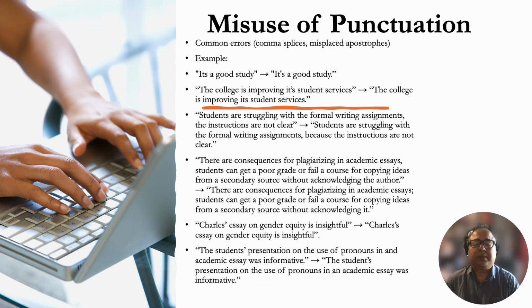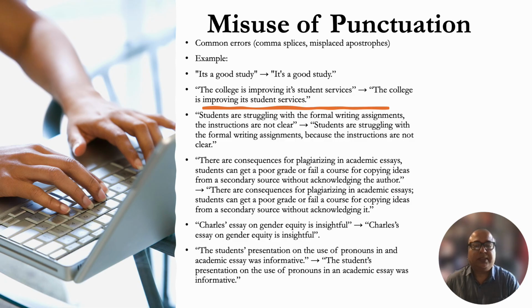Misuse of punctuation. Now this is, again, it could be a local error, it could be a global error, depending on where the punctuation error is. So it's a good study, and its a good study. They sound the same, right? But notice that there is an apostrophe after it in the second example. Its, without an apostrophe, is a possessive pronoun, and it's usually used to refer to inanimate objects or even animals, but not humans. Its cannot be used to refer to humans.